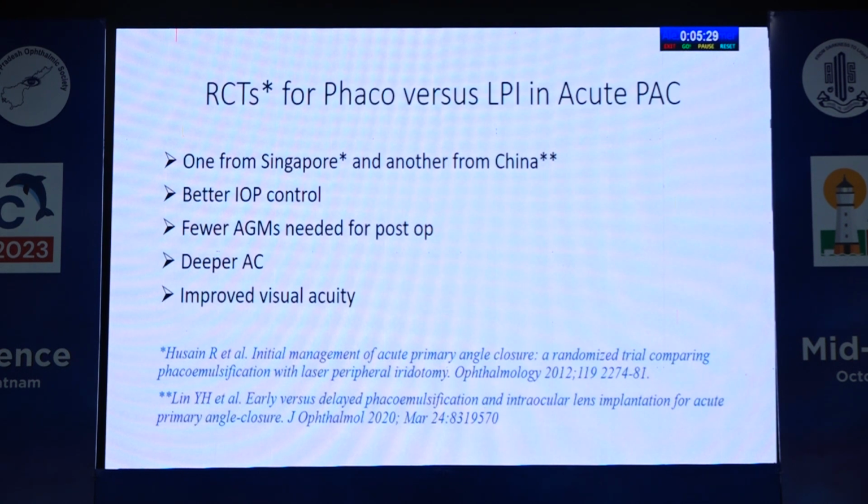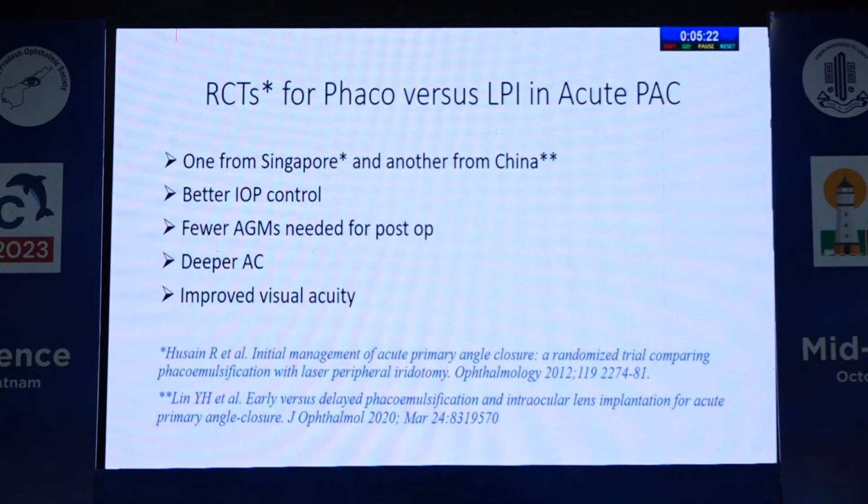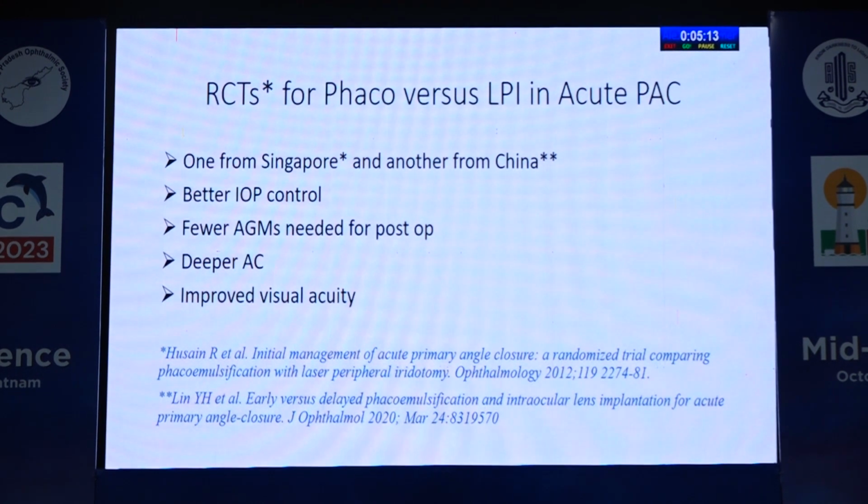So there are certain RCTs which compared phaco versus laser peripheral iridotomy in acute PAC. There are relatively few RCTs, only 4 I have found. They showed that phaco gives better IOP control and fewer anti-glaucoma medications needed post-op. Also after doing phaco, the anterior chamber is deep and it improves the visual acuity.